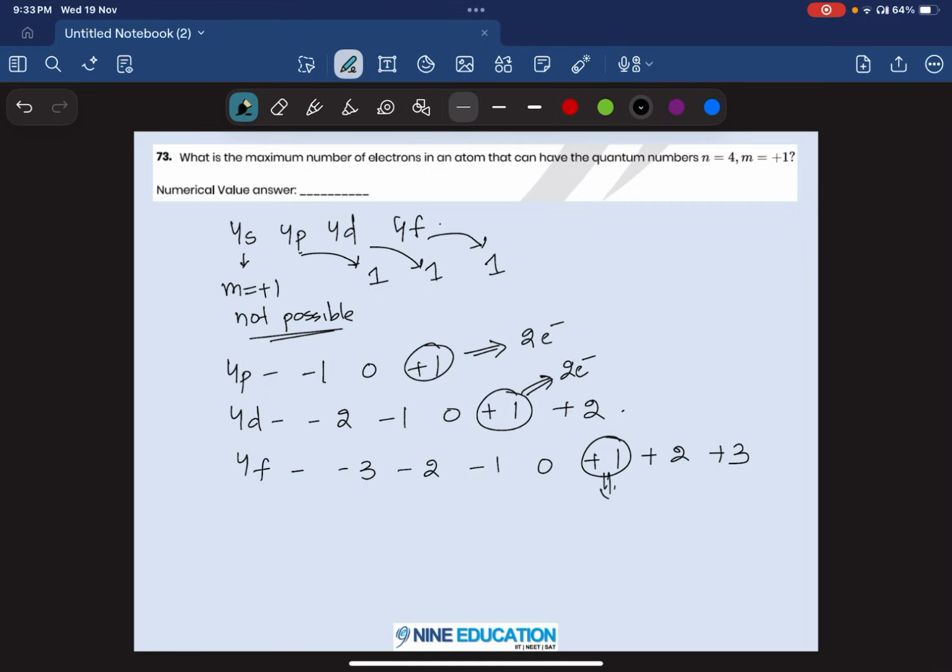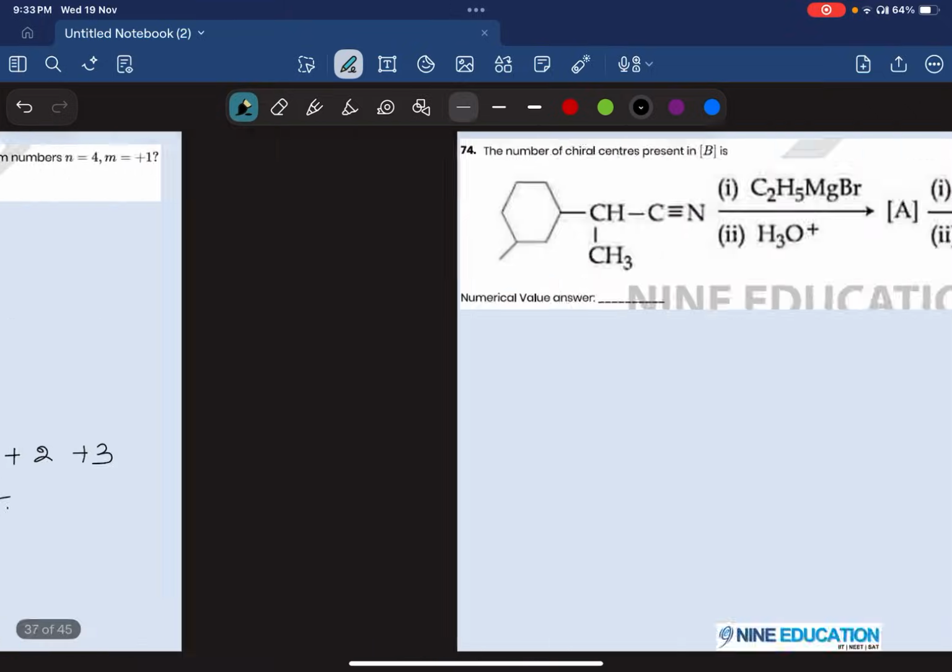Each orbital has two electrons. So total how many electrons contain the magnetic quantum number as plus 1? That is 2 plus 2 plus 2: 2 electrons in 4p, 2 electrons in 4d and 2 electrons in 4f. Total 6 electrons are having the magnetic quantum number plus 1. So the answer for this question would be 6.